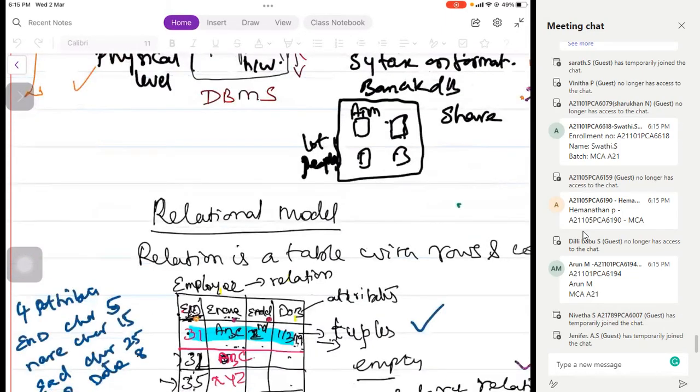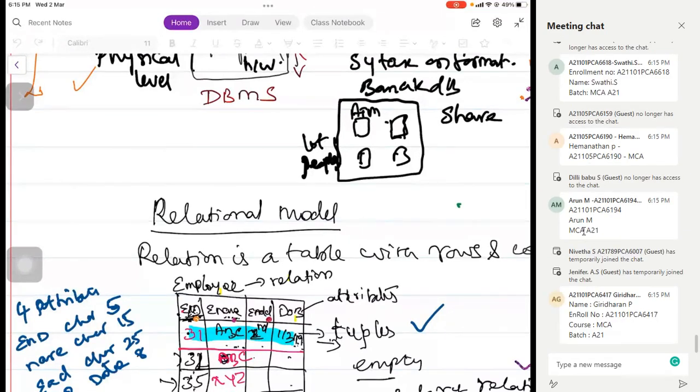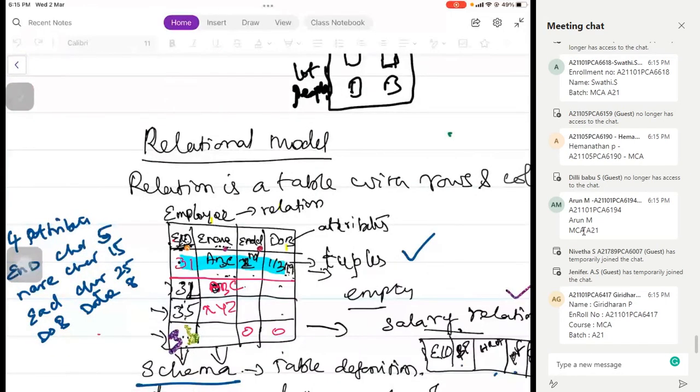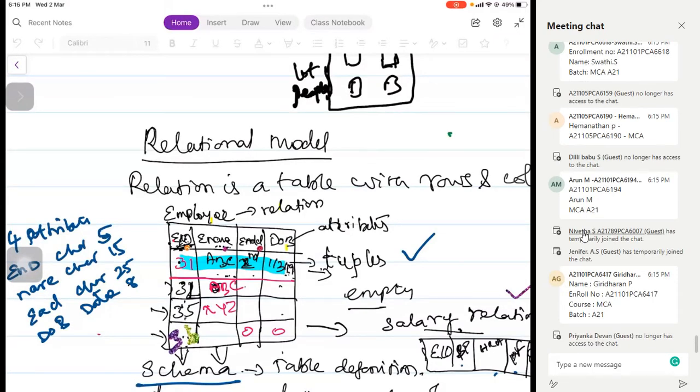Okay, so these are the three different levels of the database management system. What about the different types of models? See, the database management system itself will vary from application to application.